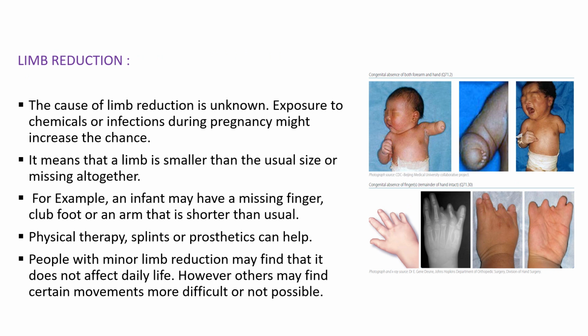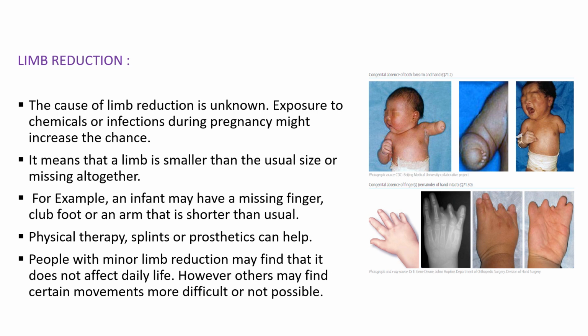Limb reduction. The cause of limb reduction is unknown. Exposure to chemicals or infections during pregnancy might increase the chance. It means that a limb is smaller than the usual size or missing altogether. For example, an infant may have a missing finger, clubfoot, or an arm that is shorter than usual.